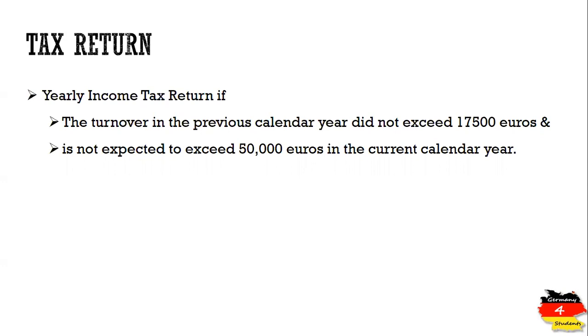But if these conditions are not valid, let's say your turnover was more than 17,500 and you are expecting an increase in the turnover of more than 50,000, then the Finanzamt will get in contact with you, and you may have to file the tax return maybe every 3 months or every month, depending on how much the increase is. So this is all about the tax return.